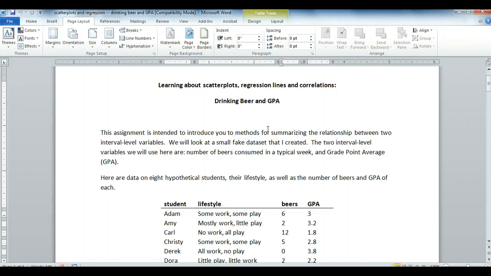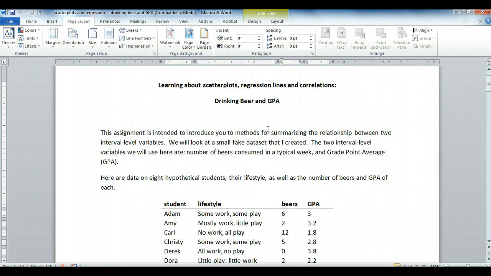In this assignment, you're going to look for associations between interval level variables using scatterplots, regression lines, and correlations. If you recall, in the past we did a lot of work looking at associations between ordinal and nominal level variables using scatterplots and chi-square statistics. Here we're going to look at association between interval level variables using some different methods that this assignment is intended to introduce and help you understand.